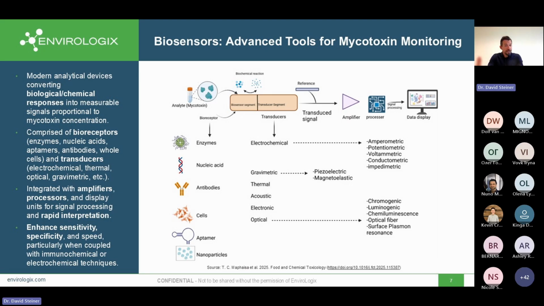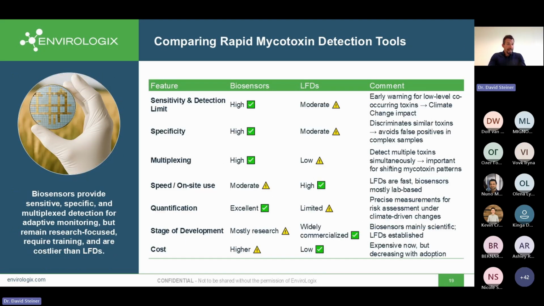The question is now only, how do biosensors compare to other rapid screening tools, such as the widely used lateral flow devices? So from a technical perspective, biosensors offer a very high sensitivity, also specificity, and as I said, they can also detect multiple mycotoxins at once, so they have the multiplexing opportunity. However, they are not yet widely commercialized. Most remain research tools that require specialized equipment and training, and they tend to be more costly.